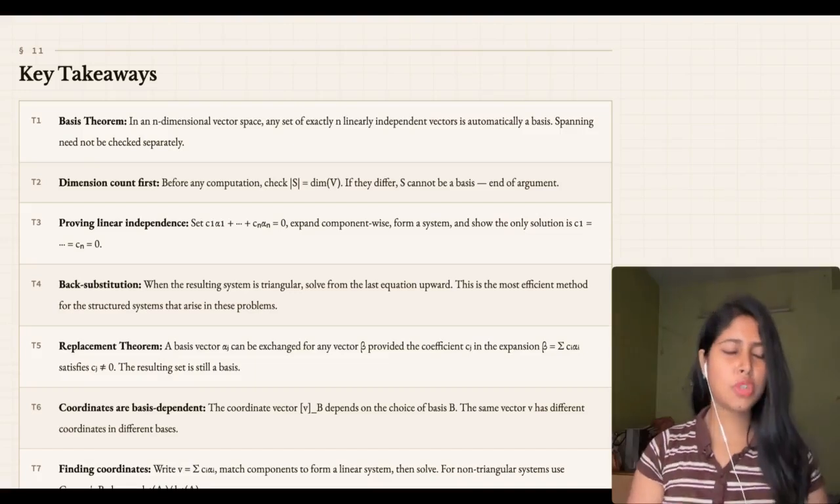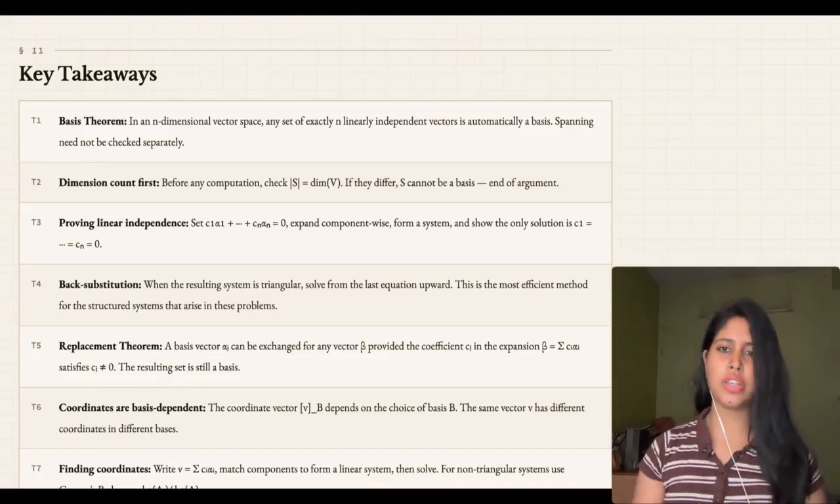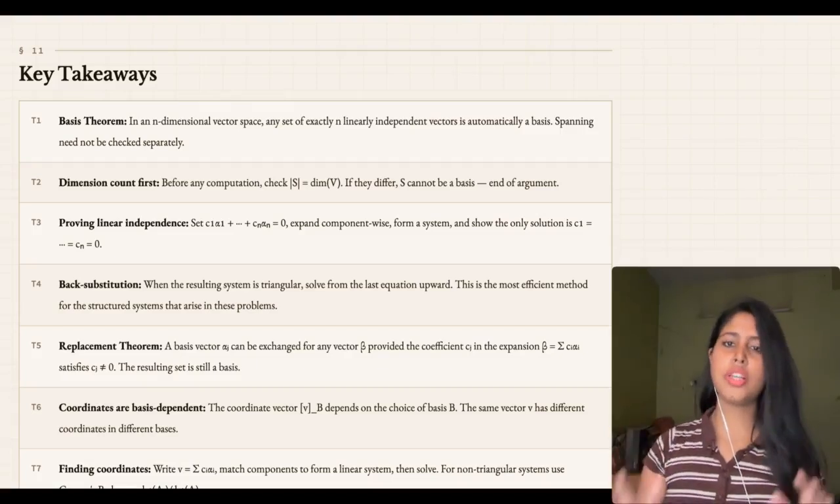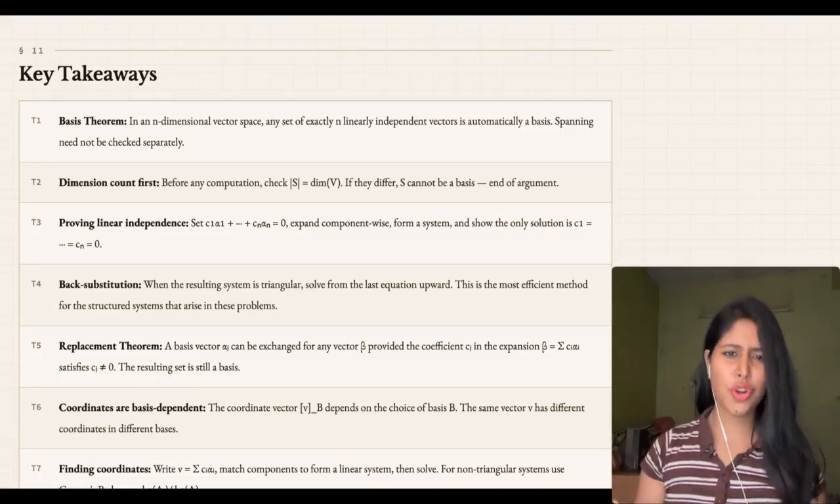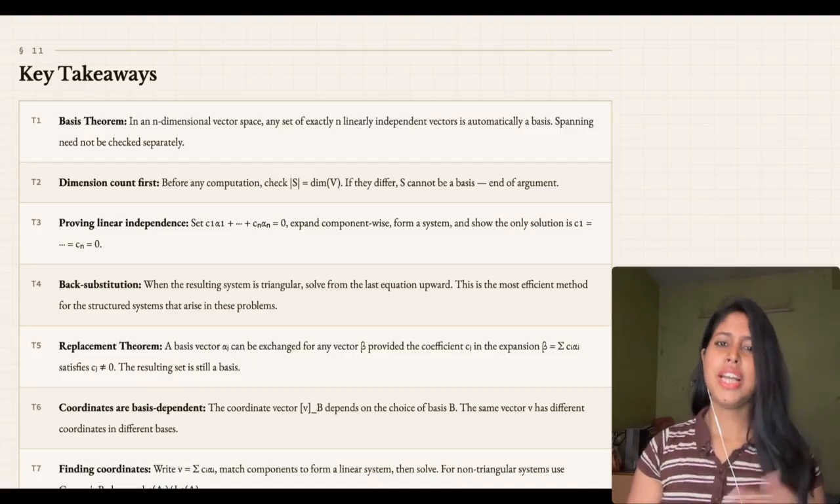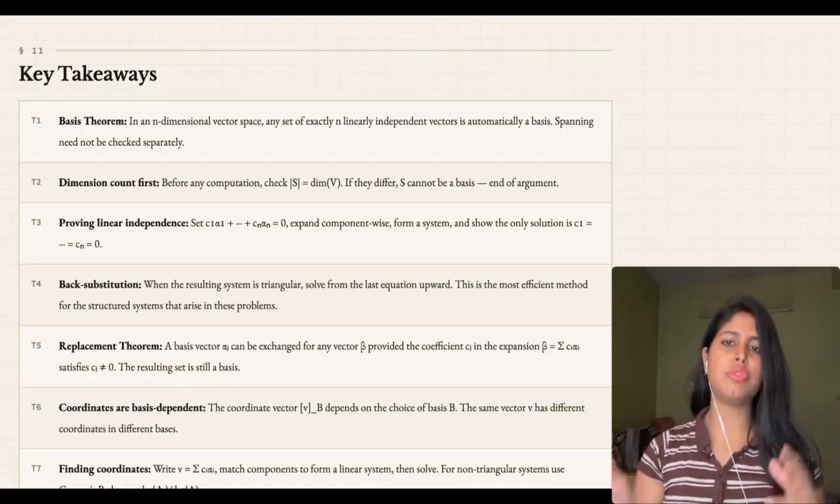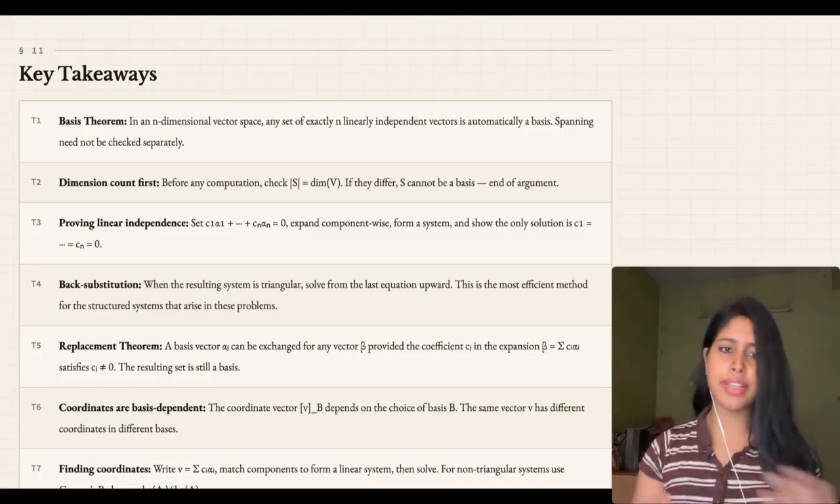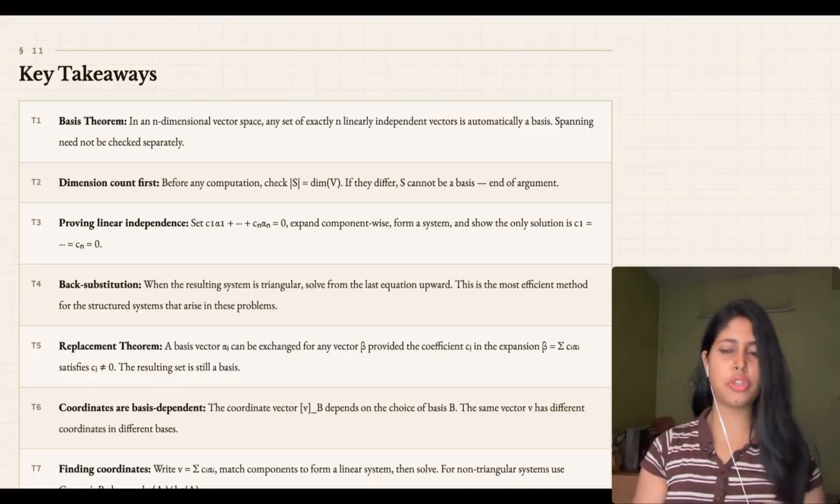Next, we learned that to prove linear independence, we have to set the linear combination equal to 0 and show that all constants must be 0. We already know that for linear independence. Now, coming to coordinates of a vector: they are the scalars you need for a specific basis to build that vector, which we did questions on.